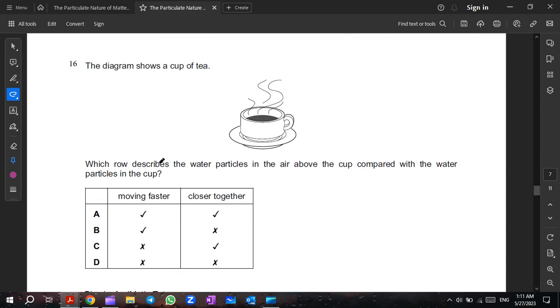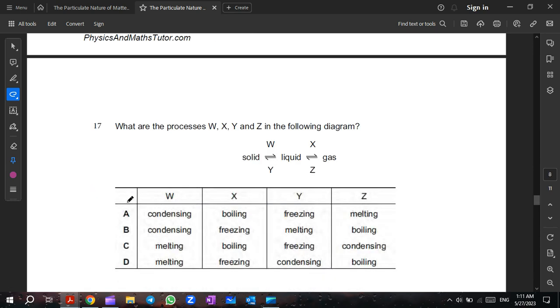The diagram shows a cup of tea. Which would describe the water particles in the air above the cup? Okay, a lot of students make a mistake when reading the question. We have to note: above the cup compared with the water particles in the cup. So the water particles outside, yes, they are moving faster, but they are not closer together. Let's see if there's an option like that. B. So let's go with B.